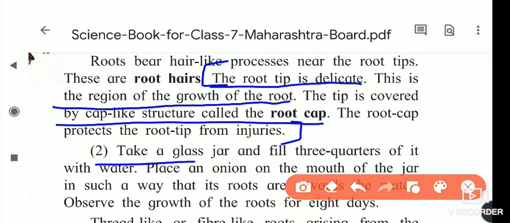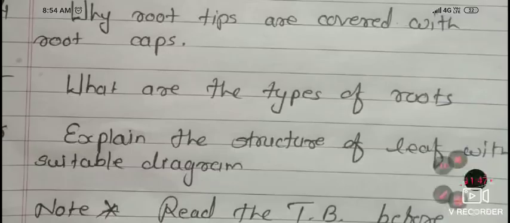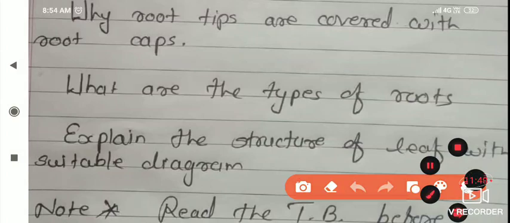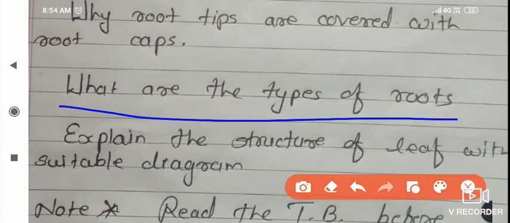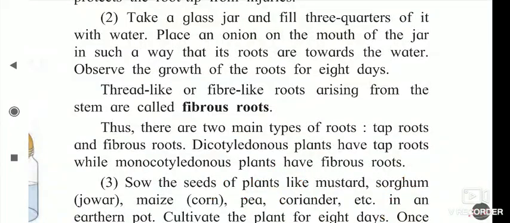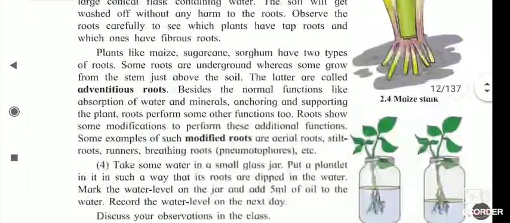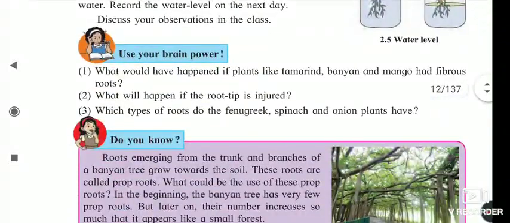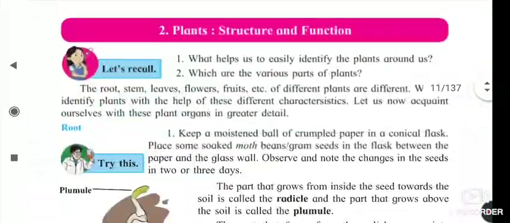Okay, now the next question is: what are the types of roots? We will see the types of root in our textbook. We have to write its answer. First of all, different types of roots are there, so inside it you have to write the types of root.